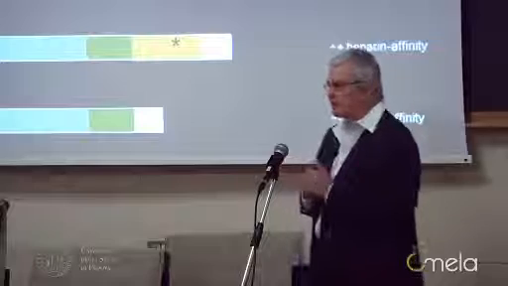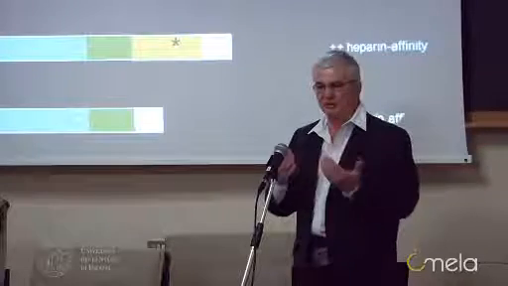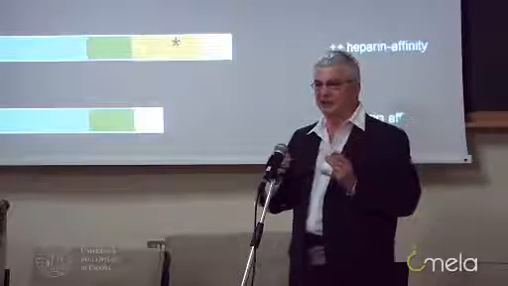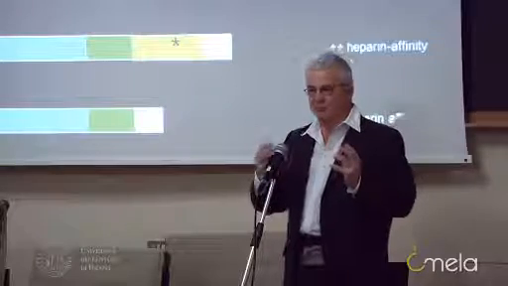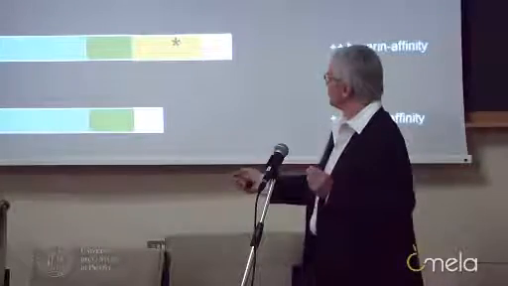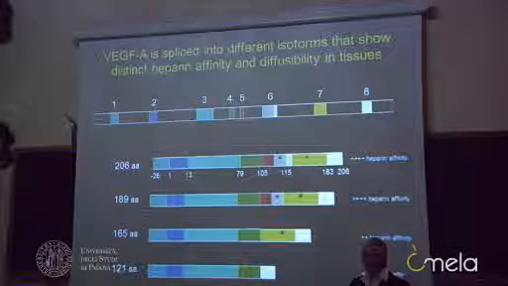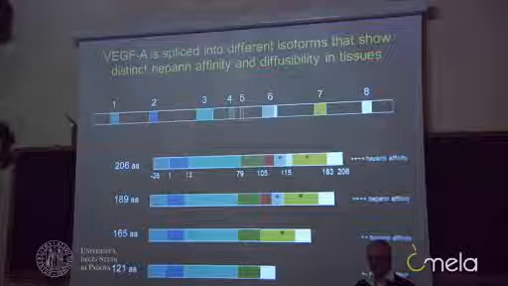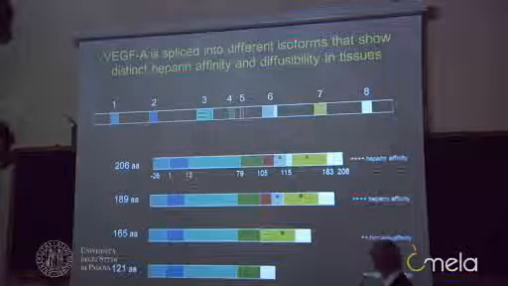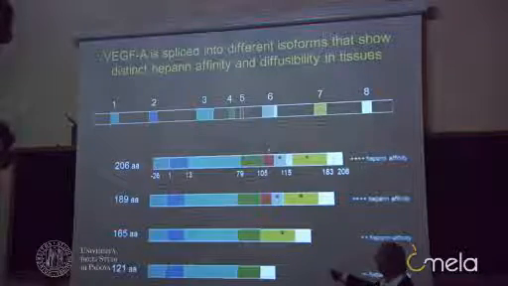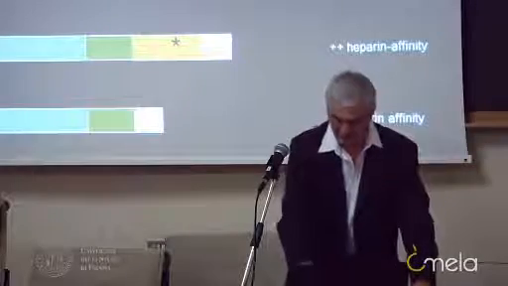Now it's very clear that this differential diffusibility is critical to develop three-dimensional gradients of angiogenesis, because angiogenesis is a complex in vivo phenomenon which relies on attracting vessels. And so this spectrum of polypeptides seems to be very well suited to do so.